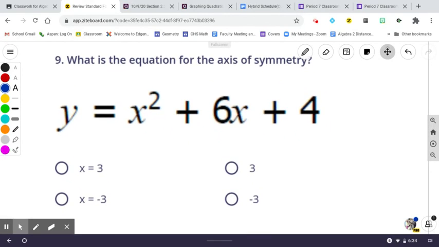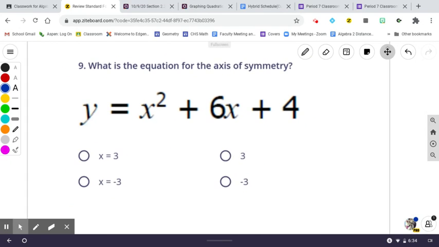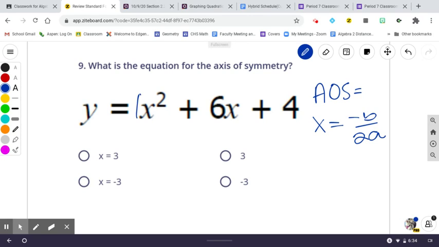It says, what is the equation for the axis of symmetry? So remember, axis of symmetry we just talked about is x equals negative b over 2a. So I'm going to abbreviate axis of symmetry, AOS, is x equals negative b over 2a. So what we have to do is identify a, b, and c. So a is 1, b is 6. We don't need it for this one, but c is 4. Usually I have you identify all 3 of them.